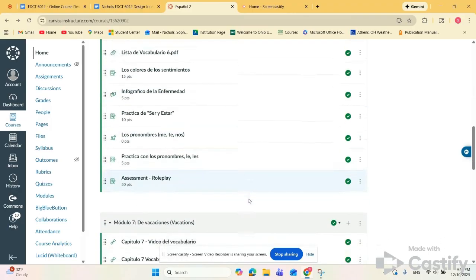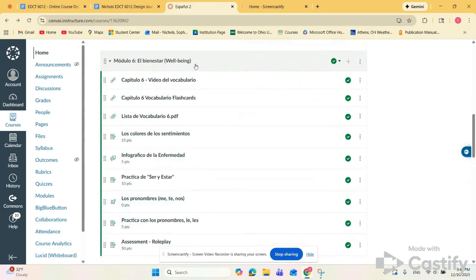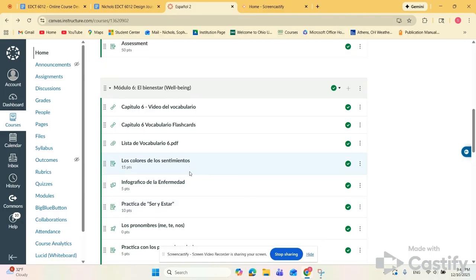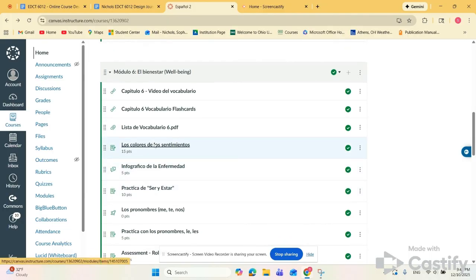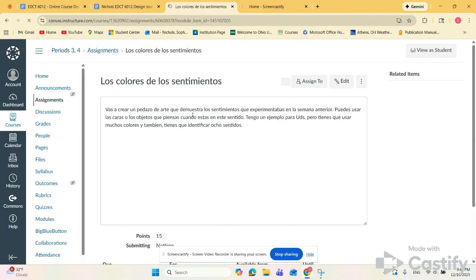Same thing here. This is module 6 of well-being. So here we talked about emotions and then minor illnesses, and then the grammar here is different verbs and then different pronouns and how different grammar structures work. This is something that I thought was kind of fun and cool to do.